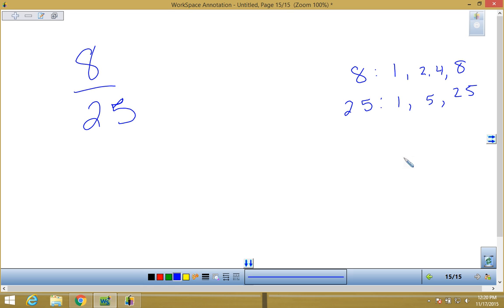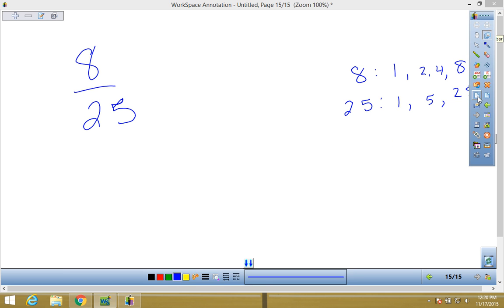Josh, how do you know that? Because there's no common factors other than 1, which makes it the simplest form. Awesome. He said it's already in its simplest form because there are no common factors except for 1. And if we were to divide this by 1, we'd get the same thing. So 8 over 25 is already in its simplest form because it has no other common factors. Good. Questions? Good. Okay. Let's look at the next one.